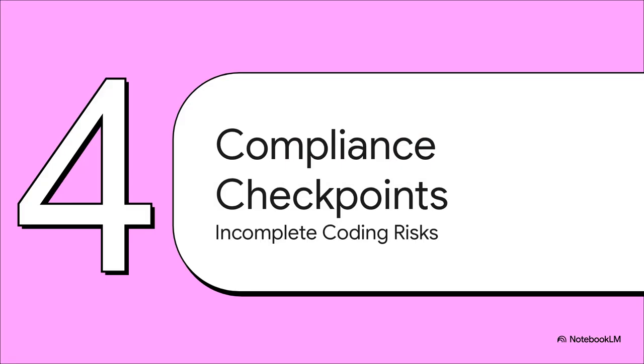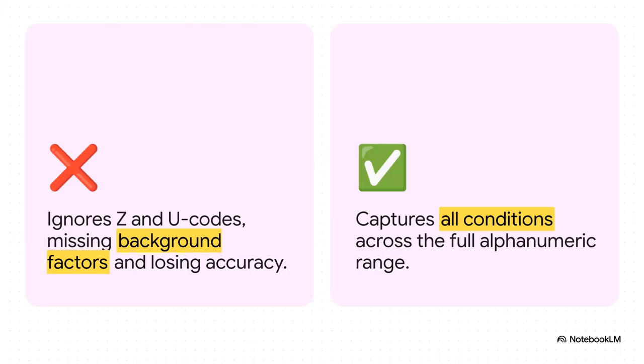Which brings us to part 4, the compliance checkpoints, and the real risk of incomplete coding. Let's talk about what happens when things go wrong and how neglecting these rules can completely throw off your risk adjustment models. If you submit a claim that totally ignores background factors like Z codes or special U codes, you're submitting a non-compliant claim, period. You lose massive data accuracy. Remember, it's not just about coding the main sickness, it's about coding the full alphanumeric reality. When you compare a non-compliant claim to a fully compliant full-spectrum claim, the difference in accurately reflecting the patient's true severity of illness is literally night and day.